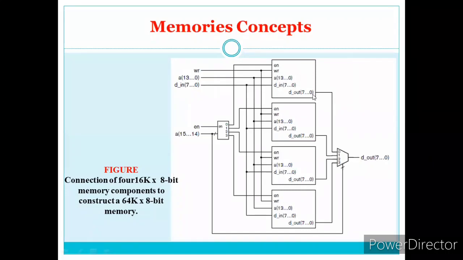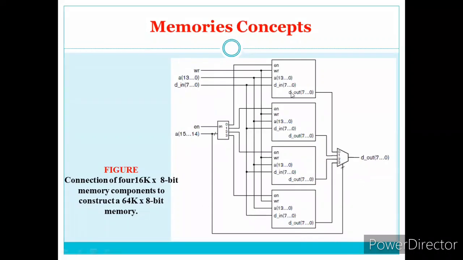Now, there are 4 components. To select any one particular memory component, we have a multiplexer. As I said, selecting that one requires a multiplexer. And how many are there? 4. So 4 inputs, 1 output. For selecting among these 4, we need 2 bits, which is nothing but 15 down to 14. That is 2 bits, 15 and 14. So these 2 bits are used as select lines.